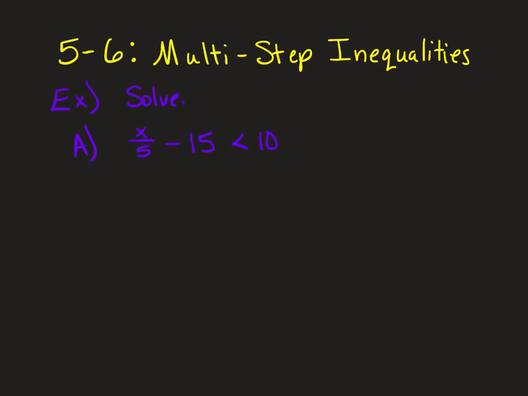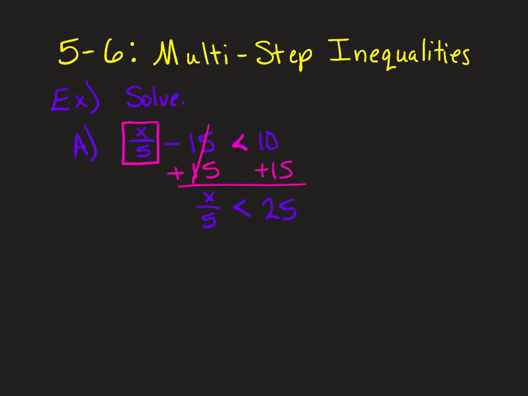Part A, we have x over 5 minus 15 is less than 10. So I'm going to box in my x term. I've got my inequality symbol. On the same side of the inequality symbol, I have a minus 15 that I want to get rid of. So I'm going to add 15 to both sides of this inequality. So x over 5 remains on the left side, and 10 plus 15 is 25.